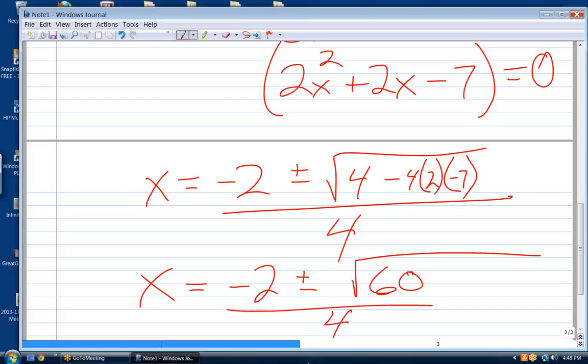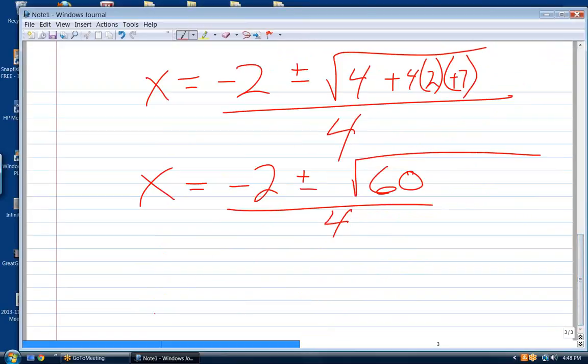Oh, yep, I got negative 62. I think it's positive 60. In other words, these two negative signs turn into a positive, so you have 4 plus 56, 60. Okay. What does square root of 60 reduce to? What does that equal to?